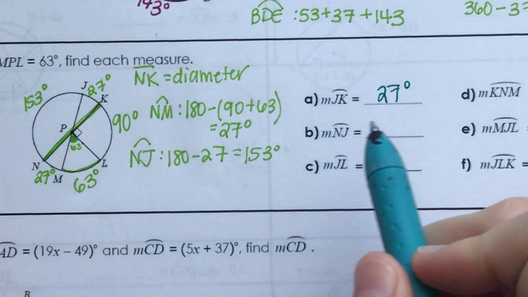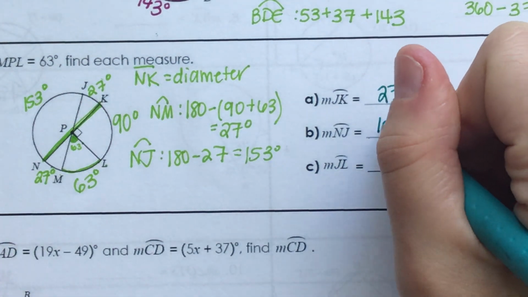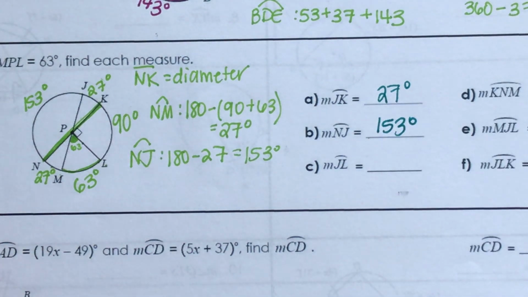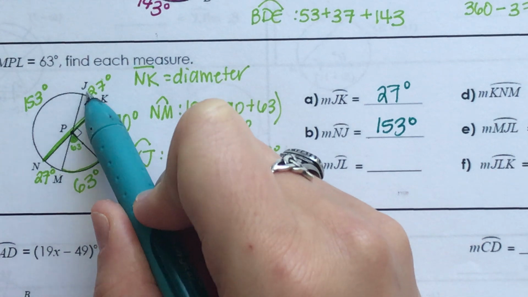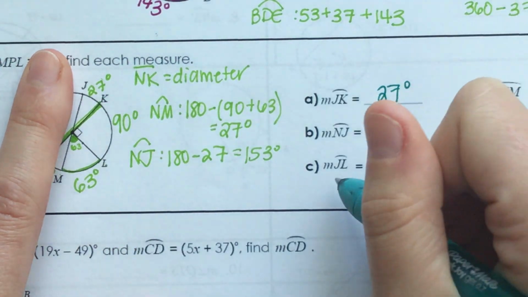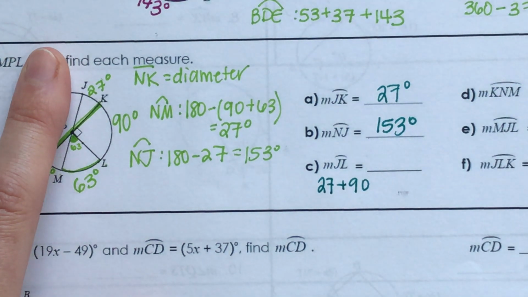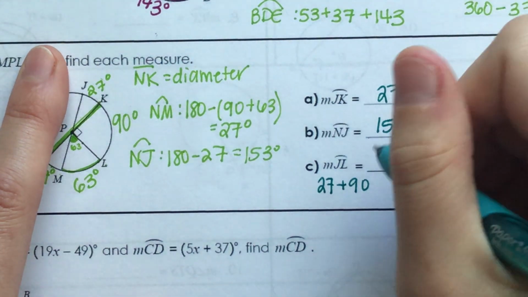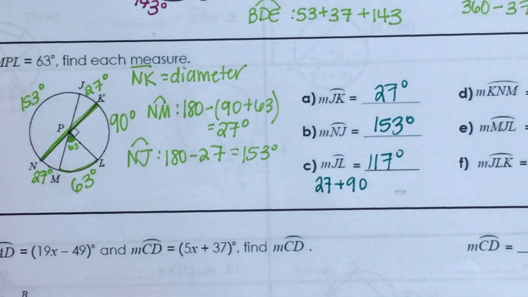Measure of arc NJ, N to J, I figured out, 153. Measure of arc JL, so J to L means I'm going to have to add the 27 and the 90 together. And if I do that, I get 117. Okay, there's one.